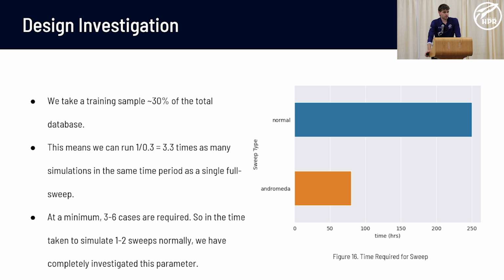For Valkyrie, we decided to take 30% of the total database as training data, and that theoretically means we can run 3.3 times as many sweeps compared to a normal database generation. At a minimum, we like to take 3 to 6 geometries along a linear change, and so in the time we can produce a full investigation for a parameter query, it would have taken the time to produce 1 CFD database normally. So this is just incredible.